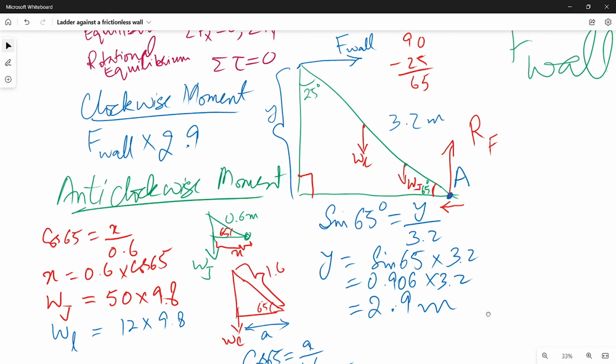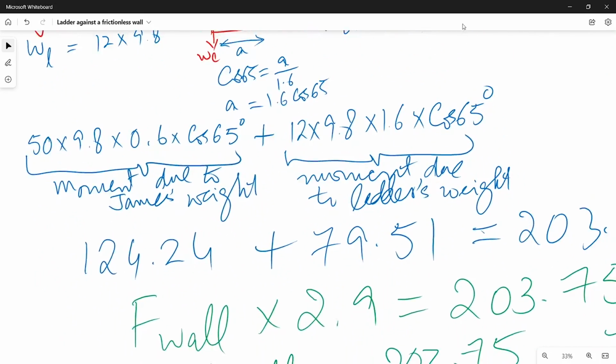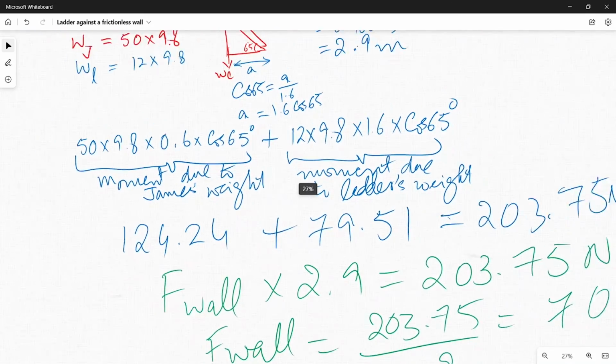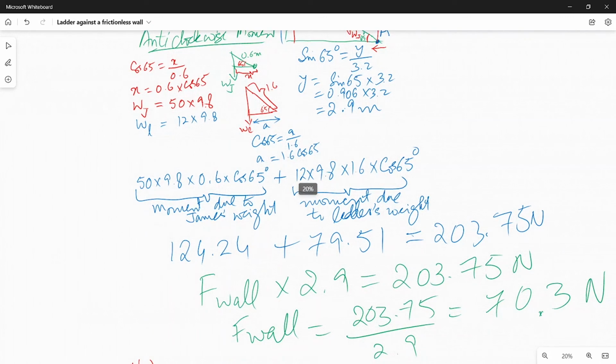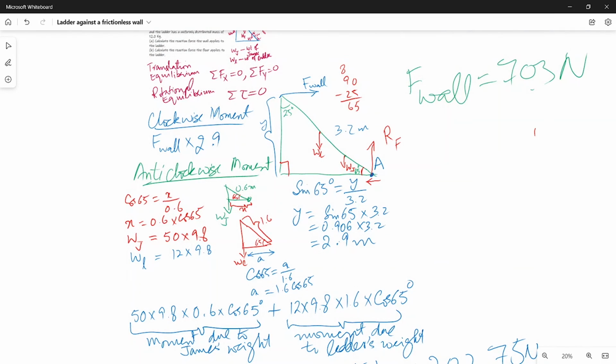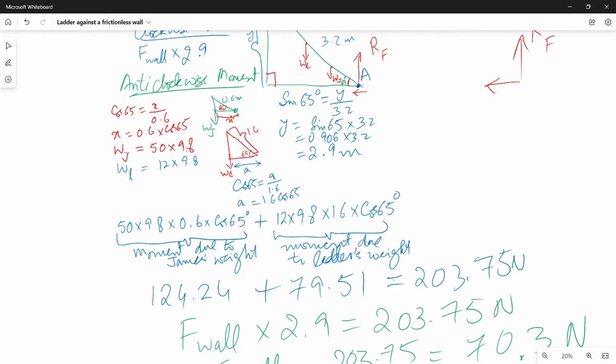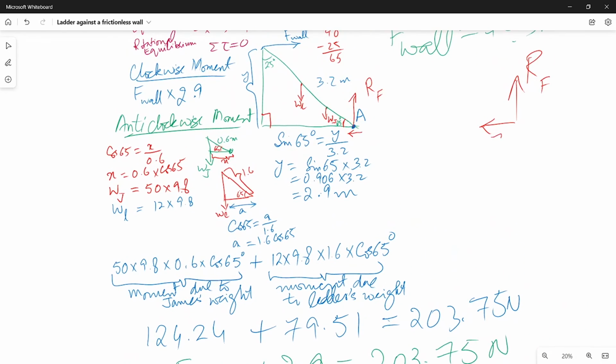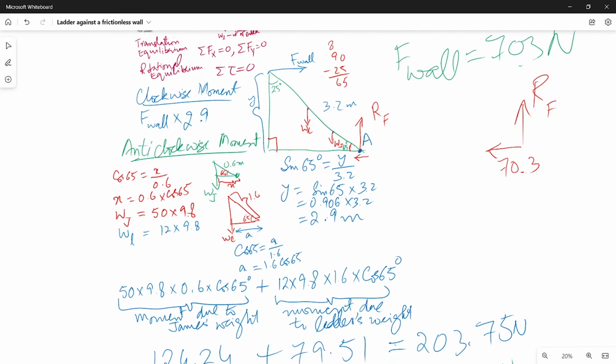We see that the reaction from the wall, which we just calculated, is 203.75 divided by 70.3 Newton. So if we see, I would just draw it. This is our reaction from the floor, which is vertical, and this is our horizontal, which has to be equal to 70.3 Newton. Why? Because translation equilibrium wants that whatsoever is in the x direction should be equal, so that sigma Fx is equal to 0.